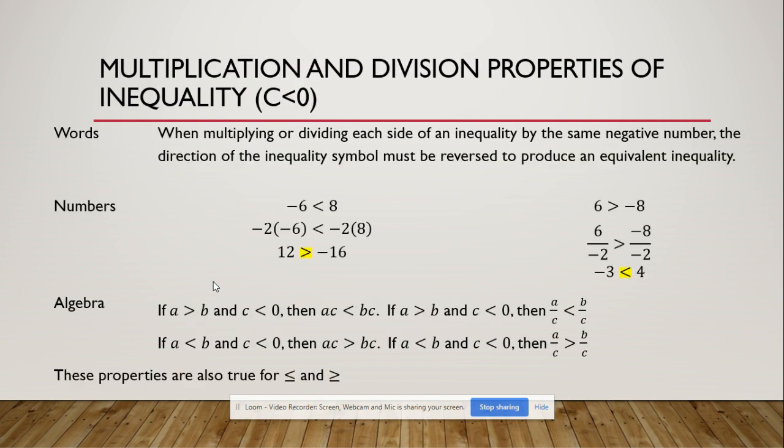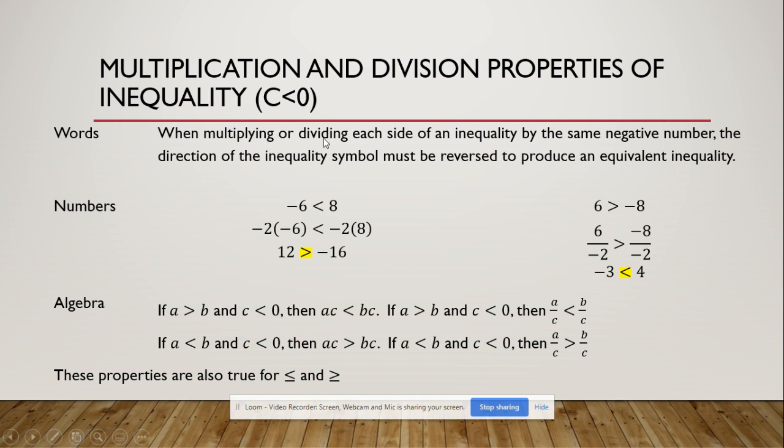Now, there is a special situation that we need to be aware of. We've already seen that with addition and subtraction and multiplication and division of positive numbers, the inequality works the exact same way as an equal sign would. The big place where this is going to become different is when the number we multiply by or divide by is a negative number, or in other words, when C, the coefficient, is less than 0.